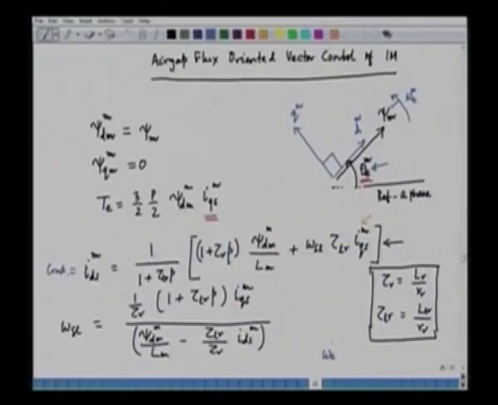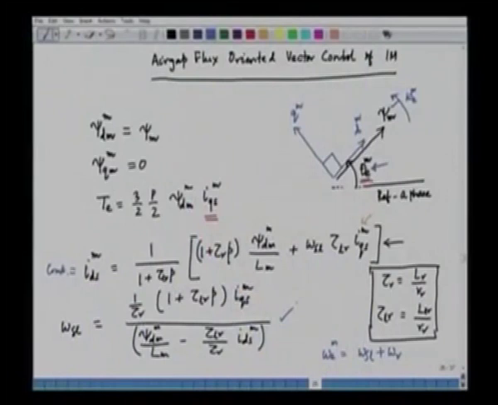If you want to find out omega E m, that can be obtained by adding the slip speed with the rotor speed. The rotor speed can be measured using an encoder or a speed sensor, and the slip speed can be calculated. We can calculate the slip speed using this equation, and if we add these two, we get the speed of the air gap flux vector, and the integration of that will give us the angle of the air gap flux vector with respect to the stationary phase A axis. And this angle can be used to transform the dq variables in the air gap flux reference frame to the physical variables of the machine, that is A, B and C.